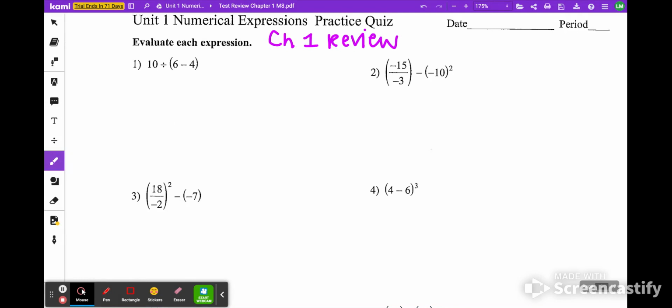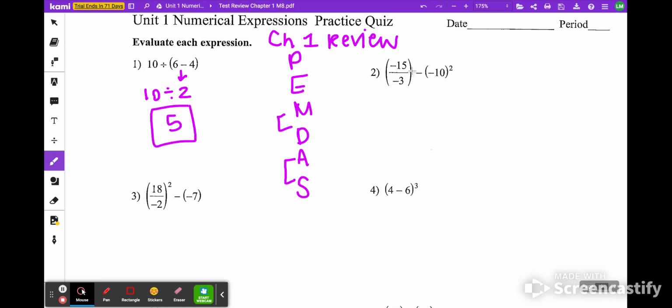Today we're going to be looking at our Chapter 1 test review, so let's go ahead and get started. Remember, everything we see here must be done in the order of operations. So we're looking at parentheses, exponents, multiplying and dividing from left to right, and then adding and subtracting from left to right. For number 1, you should have started with the parentheses first. 6 minus 4 is 2, and then 10 divided by 2 is 5.